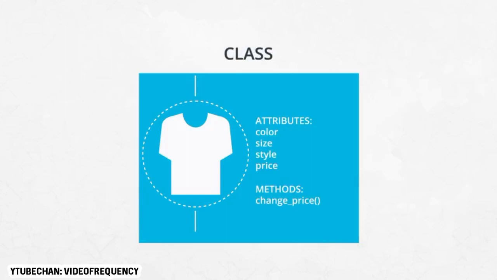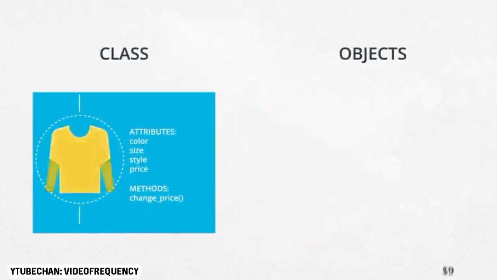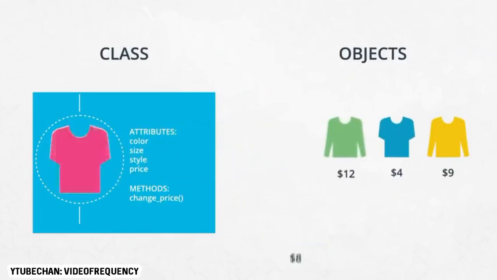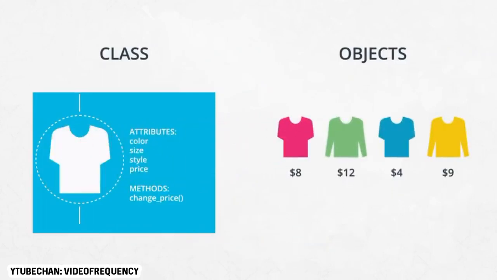You've just hit on the power of object-oriented programming. You only need to define this blueprint, known as a class, one time, and then you can create specific objects from the class over and over again. In other words, you can use the shirt blueprint to make as many shirt objects as you want in any size, shape, color, style, and price.